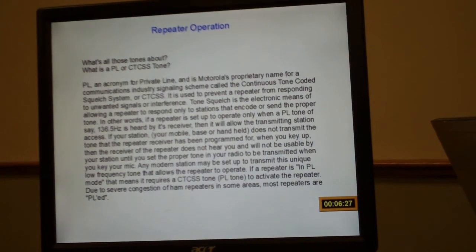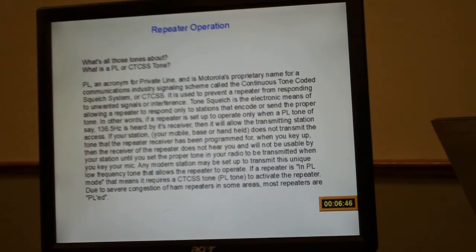And what are PL tones? PL tones, it's a private line, and Motorola came up with a proprietary name for the CTCSS, which stands for Continuous Tone Coded Squelch System. And this is to prevent repeaters from responding to unwanted signals or interference.